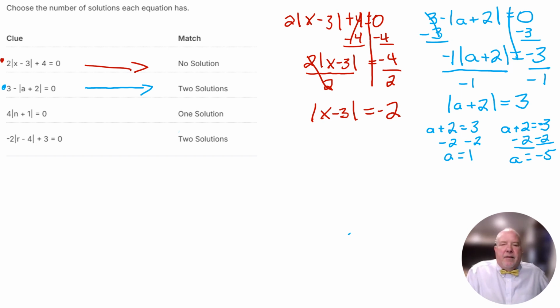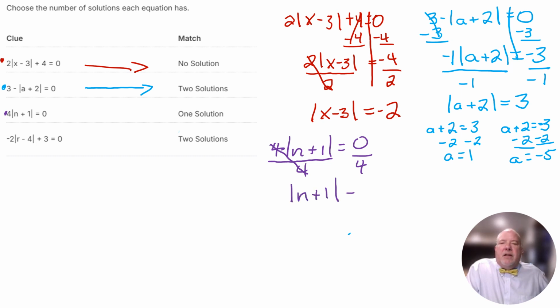All right, let's look at the next one. If you're thinking this question takes a lot of work, it kind of does. You're right. So I have 4 times the absolute value of n plus 1 equals 0. I'm trying to isolate the absolute value again, so I need to get rid of the 4. That's 4 times that, so I'm going to divide both sides by 4. That cancels out, and I have the absolute value of n plus 1 is equal to 0.